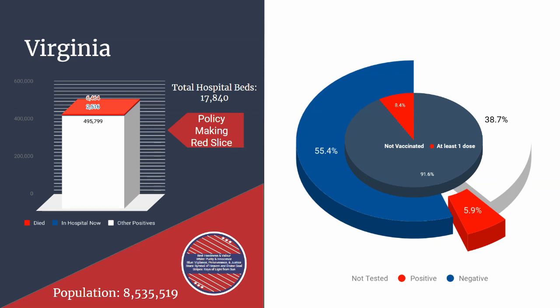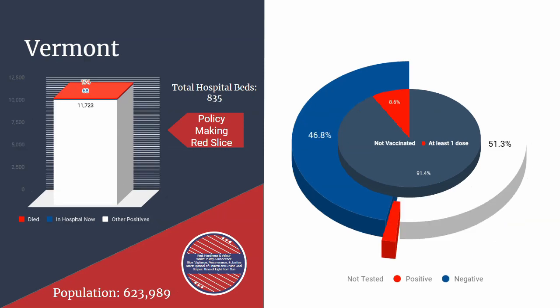Virginia vaccinated 8.1% of their population. Their negative test percentage is at 55.4% with 5.9% positive tests. They have 6,400 people who died, 2,500 hospitalized, 17,000 hospital beds. Vermont vaccinated 8.6% of their population. Their negative tests are at 46.8% with positive tests at 1.9%. 174 people died, 68 were hospitalized, 835 hospital beds.